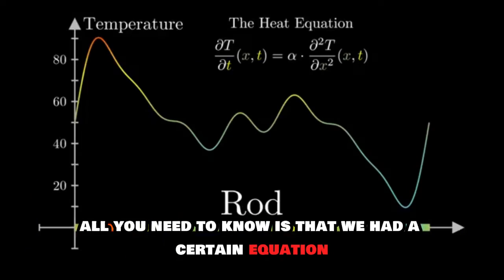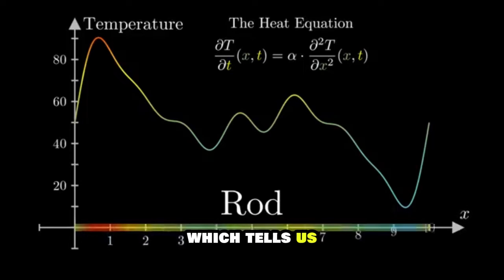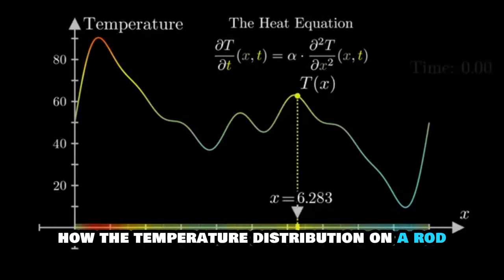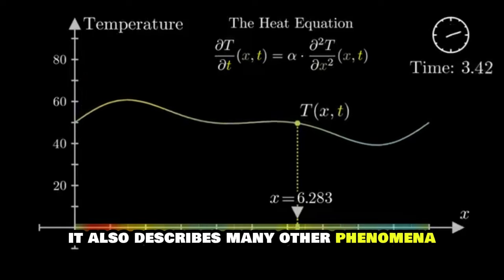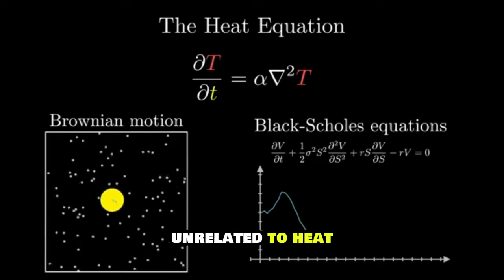All you need to know is that we had a certain equation which tells us how the temperature distribution on a rod would evolve over time. And incidentally, it also describes many other phenomena unrelated to heat.